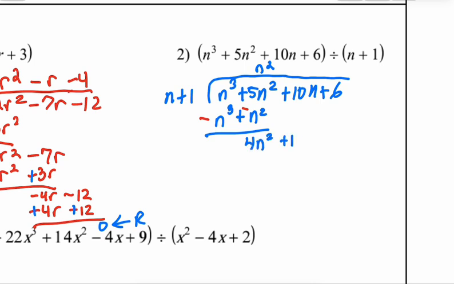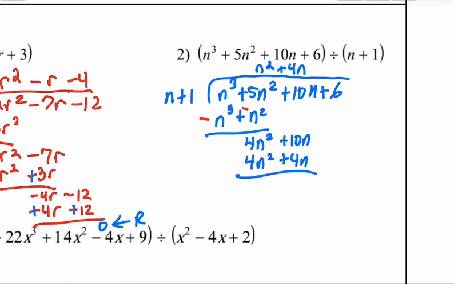Bring down the next term. So our 10n comes down. Now we're going to do it again. We're going to compare n with 4n squared. What do I multiply n by to get it to be 4n squared? We need a 4 and another n, so it's positive 4n. Put it at the top. We're going to distribute. We get 4n squared plus 4n.